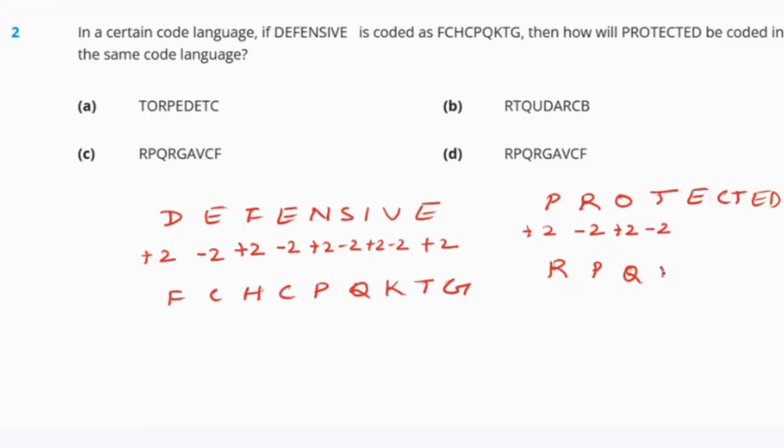If I'm minusing 2, I'm getting R. If I'm adding 2, I'm getting G. If I'm minusing 2, I'm getting A, like that. Okay, so I can clearly see that option will match with option D. So that's why option D is the correct answer.